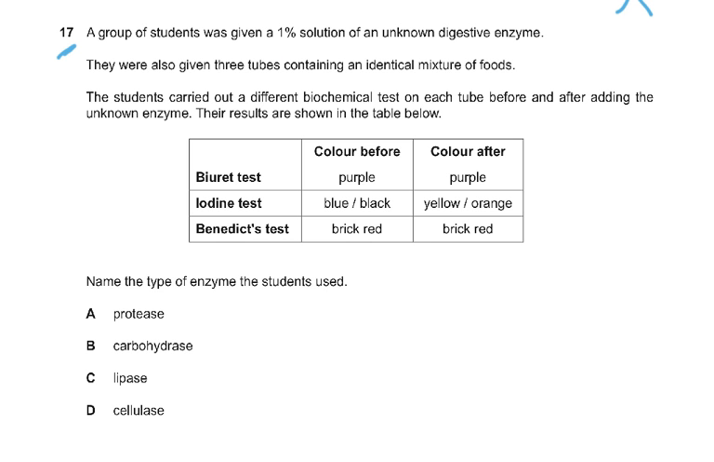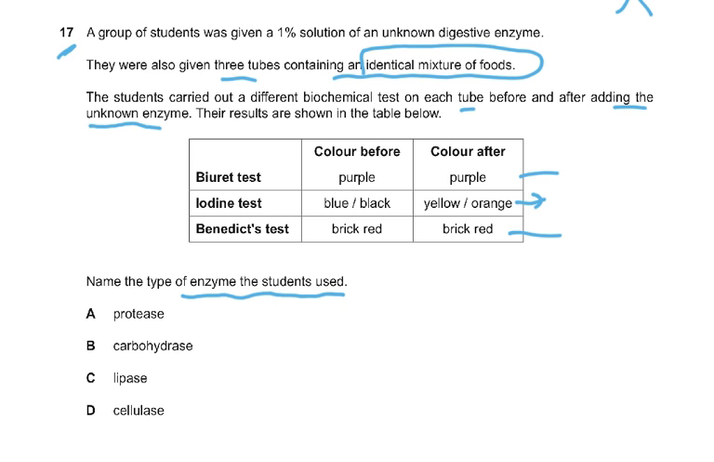Question 17. A group of students was given a 1% solution of an unknown digestive enzyme. They were also given 3 tubes containing an identical mixture of foods. The students carried out different biochemical tests on each tube before and after adding the unknown enzyme. The results are shown in the table below. Purple remained purple, so that means the protein was still there. Nothing digested the protein. The reducing sugar was still there. But the iodine test, the blue-black, changed to yellow-orange. Now, name the type of enzyme the student used. Carbohydrase. It digested the starch. Starch is a carbohydrate.